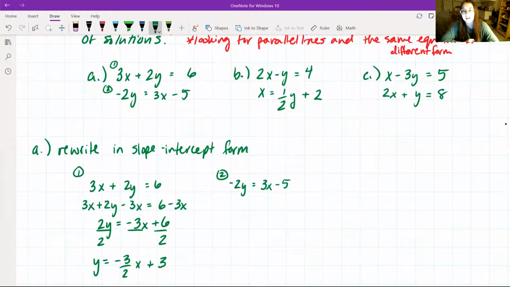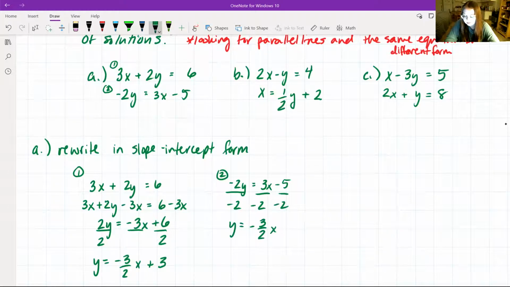Now we want to do the same thing for our second equation. We already have our y term isolated to one side, so now we just want to divide each side by negative 2. Now we get that y is equal to negative 3 halves x plus 5 halves.